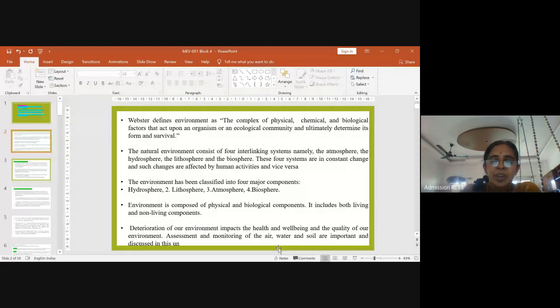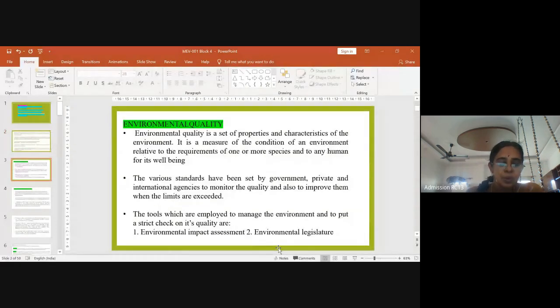Deterioration or degradation of our environment affects the health and well-being and the quality of the environment. Hence assessment and monitoring of air, water and soil are very important and are discussed in the following units. So what is this environmental quality?